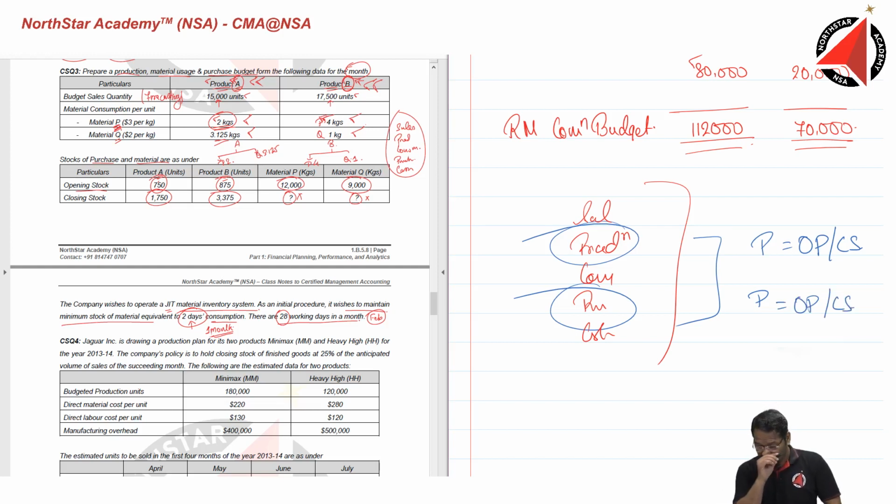Alright. So those budgets starting with alphabet P only need opening and closing stock, nothing else. No other budget needs opening and closing stock. Production budget needs opening stock and closing stock of finished goods. Purchase budget needs opening stock and closing stock of raw material. Now will you remember? Yes or no?